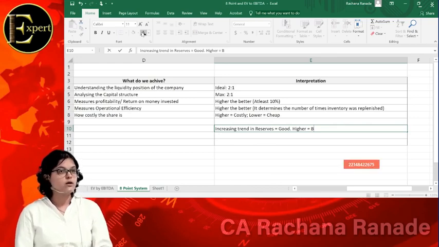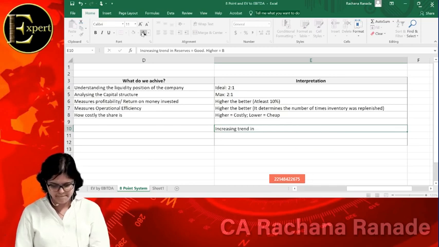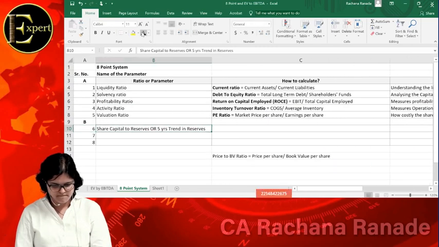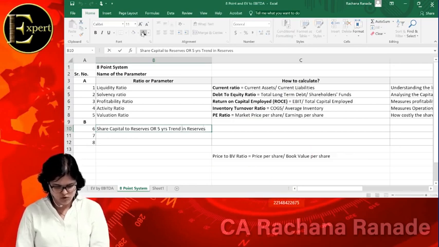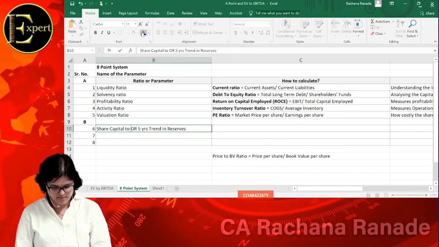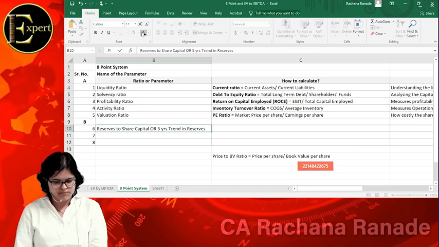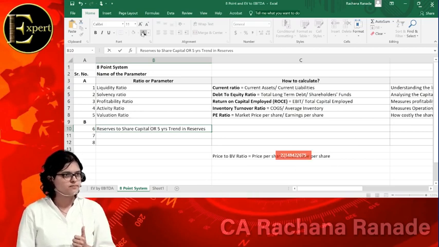Higher is what? Reserves to capital. If you are saying higher is equal to, correct. Reserves to capital. The numerator and denominator have changed. Reserves to capital, correct. Change it.